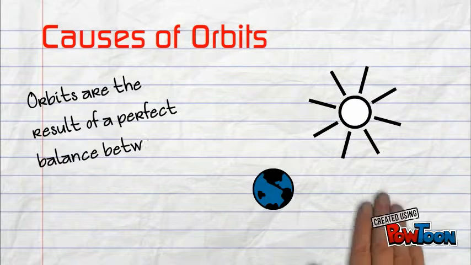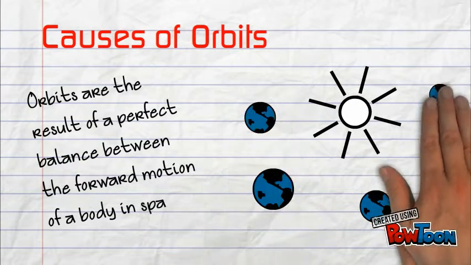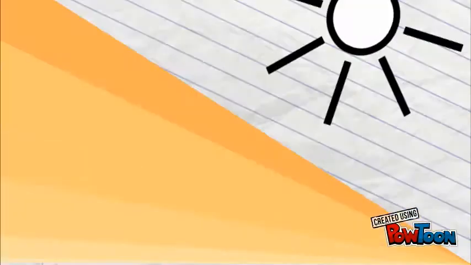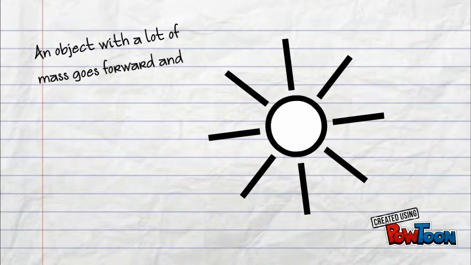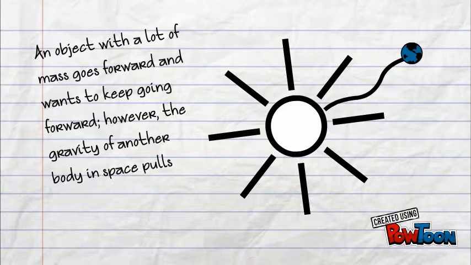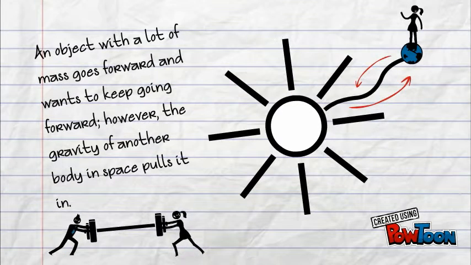Orbits are the result of a perfect balance between the forward motion of a body in space, such as a planet or moon, and the pull of gravity on it from another body in space, such as a large planet or star. There is a continuous tug-of-war between the object wanting to go forward and away, and the other body in space that pulls it in with its gravity.